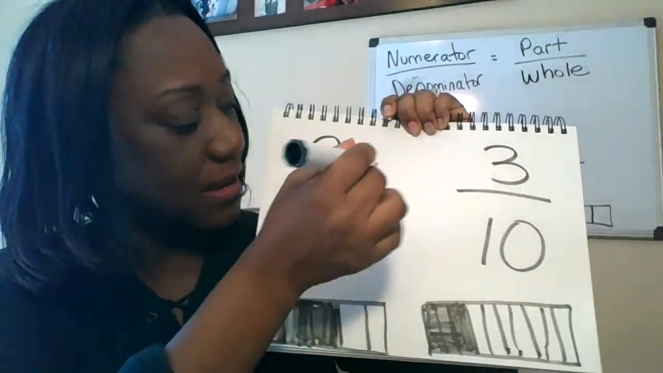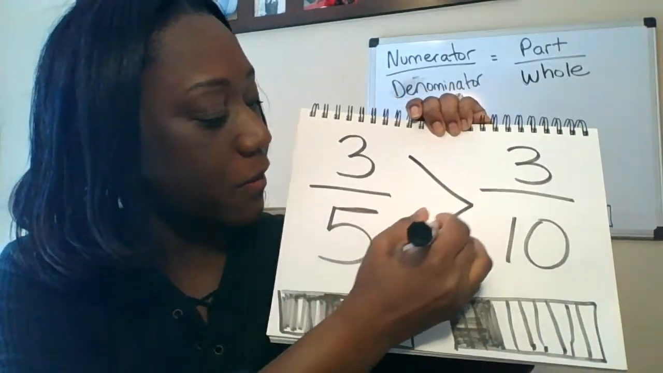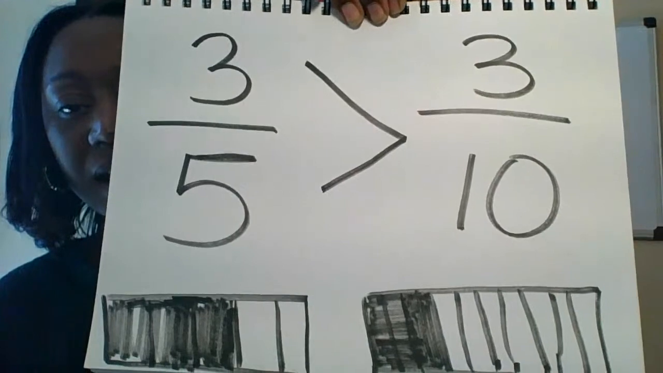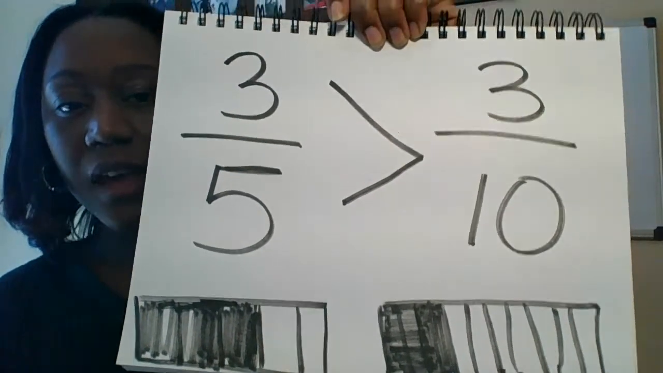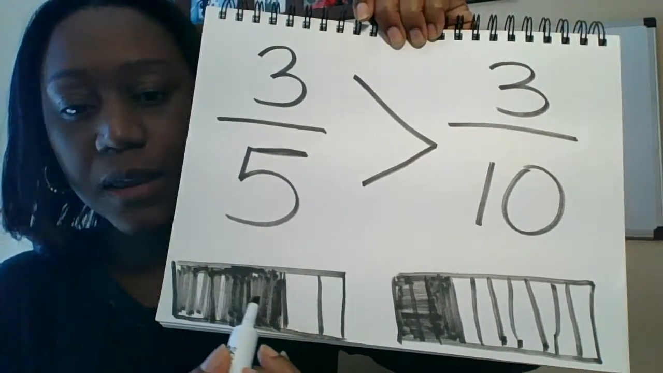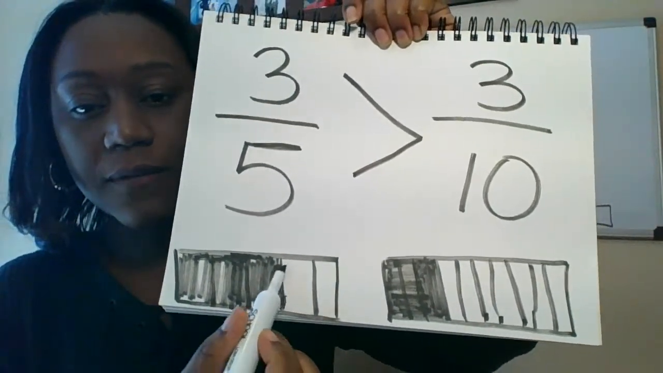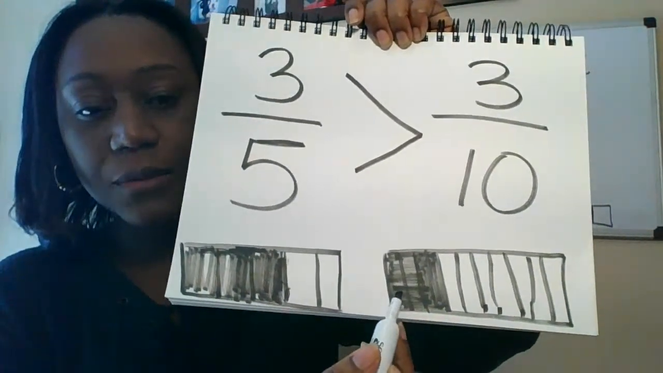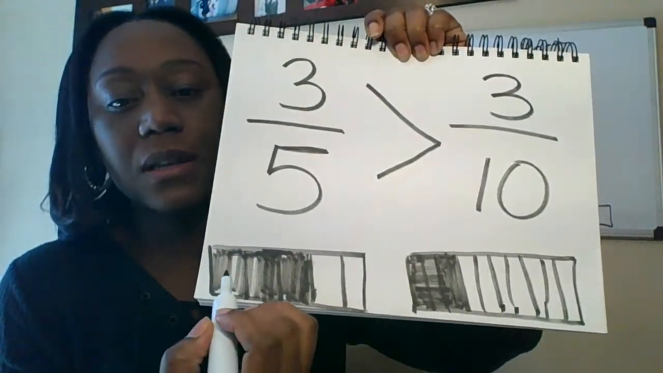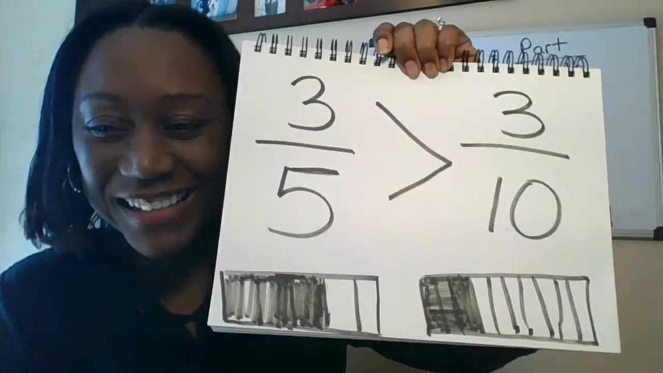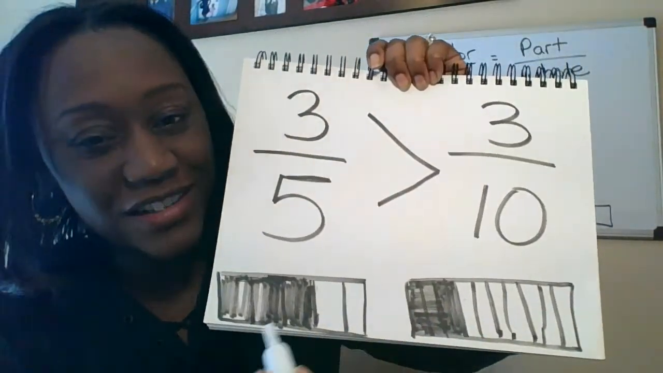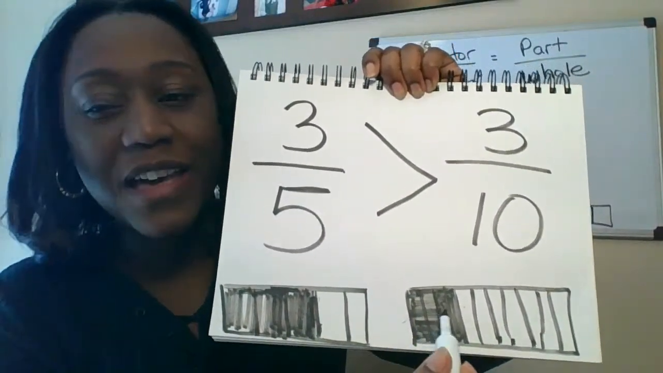And the answer is, drum roll, please. I want to eat 3/5. The alligator opens his mouth to eat 3/5. If you chose 3/5 as your answer, you are absolutely correct, because I would get more if I get 3 out of 5 than if I got 3 pieces out of 10. If you compare the two pictures, this one is more than that one.